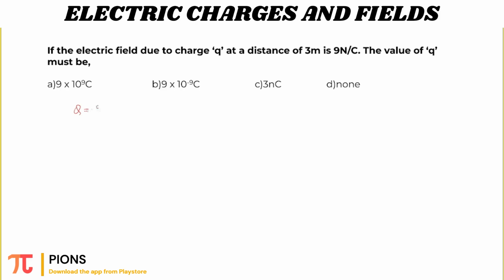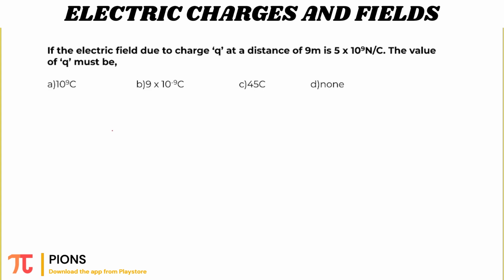So here the question says, if the electric field due to a charge Q, so let me write here the charge is Q at a distance R equal to 3 meters, and E value is given here as 9 Newton per coulomb. The value of Q they are asking. So let me write the formula. It is KQ by R square. Now what is electric field here? 9. K is 9 into 10 to the power 9. Q we are looking for, and R is 3. So 3 square is 9. So that will become 9 into 10 to the power minus 9. That will be our Q, or you can say 9 nanocoulombs. That's option B.